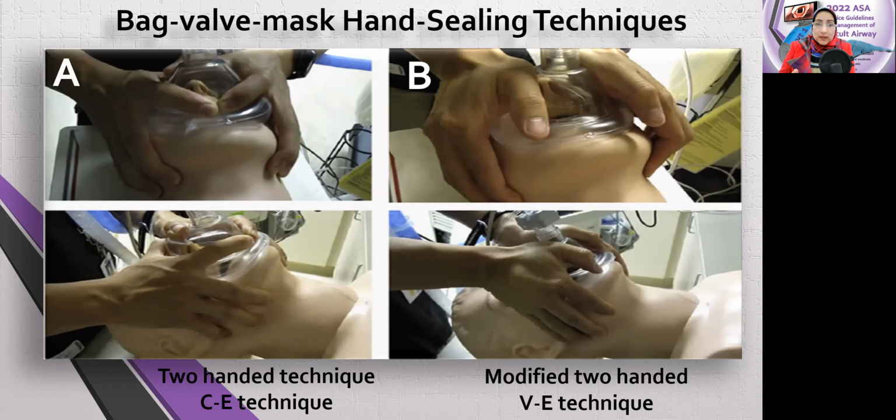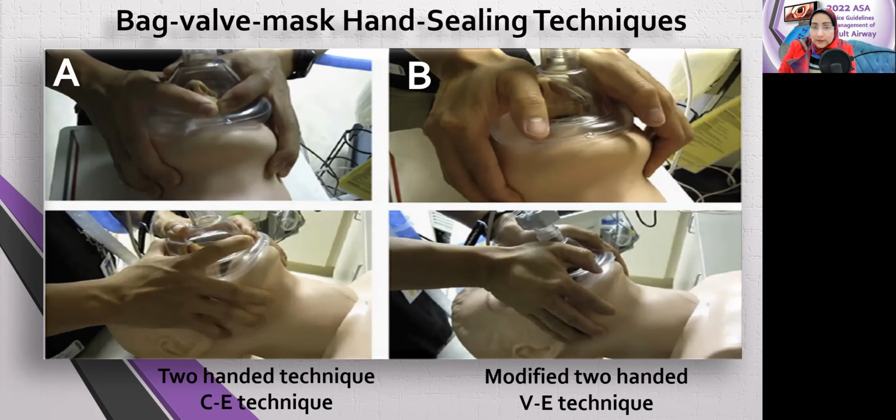First, in picture A, anterior and lateral view, we can see the double C and E technique. How to do the double C and E technique? The thumb and index finger of both hands make a C shape and lie on both sides of the face mask. The third, fourth, and fifth fingers are on the mandible, pushing the mandible upward and anteriorly. Okay, this is the double C and E technique.